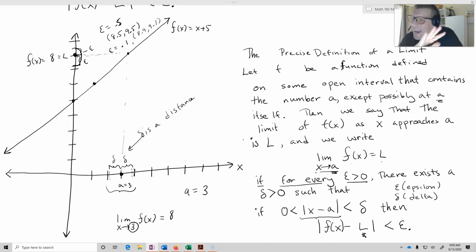Okay? So any one that I choose, any interval of that size that I can choose, what it's going to give me back is a delta. It's going to give me back a delta that I can use, right? So there exists a delta greater than 0. So I'll get one back, right? That makes this then true.